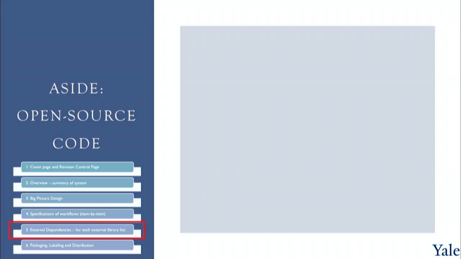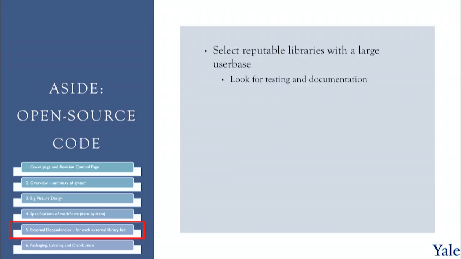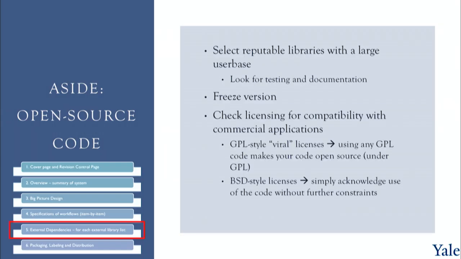A related issue when we think about external libraries is open source code. And again, we select reputable libraries with a large user base. We look for testing, we look for documentation. You download the version of the open source repository and you freeze it, and you do all the testing on this frozen version. And then finally, you need to check the licensing for compatibility with commercial applications.